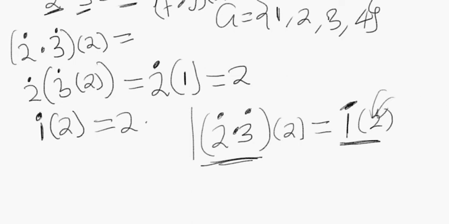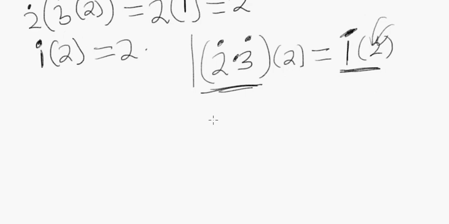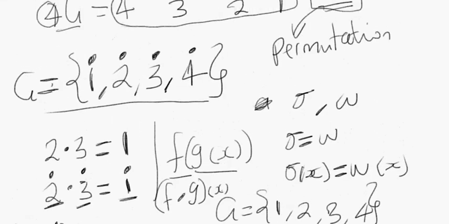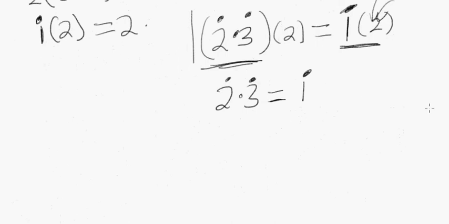So I recommend that you check, so at least you get used to doing these calculations. But what that ends up telling us is that 2 times 3, if you view 2 and 3 as permutations, this composition of functions is really the same as just 1. And it turns out this is true for all of these permutations. Right? So for instance, actually we don't know yet, right? So we're in doubt.